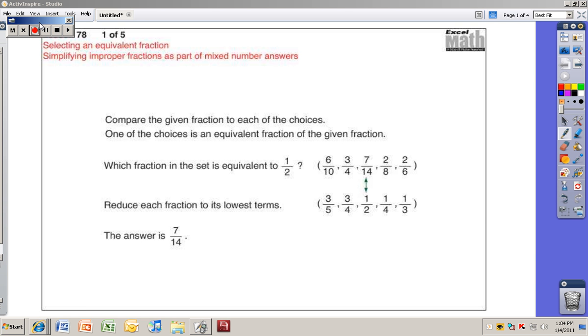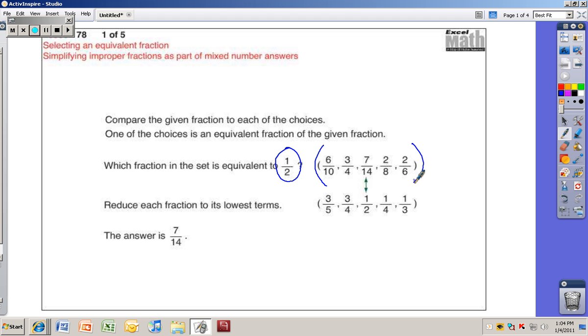Compare the given fraction to each of the choices. One of the choices is an equivalent fraction to the given fraction. Which fraction in the set is equivalent to 1/2? So they're going to ask you this question with one fraction, and then they're going to give you several different fractions, and you have to pick the one that matches, basically.